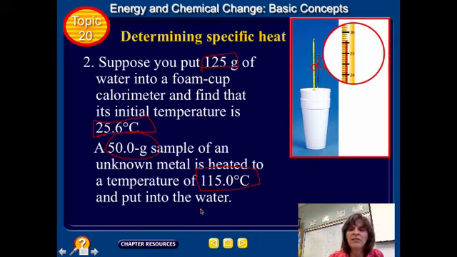Now what's going to happen? Hopefully you can expect that the temperature of the unknown metal will go down and the temperature of the water will go up, and they'll reach some constant equilibrium temperature after the heat has been exchanged. So whatever heat was lost by the metal will be gained by the water, and we can use that to our advantage to figure out what that unknown metal is.